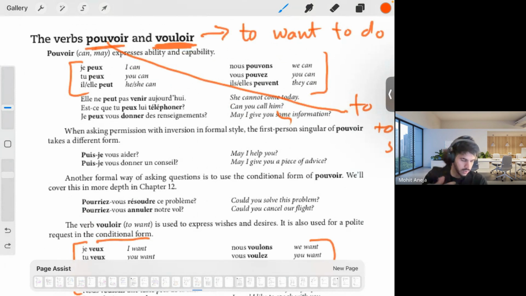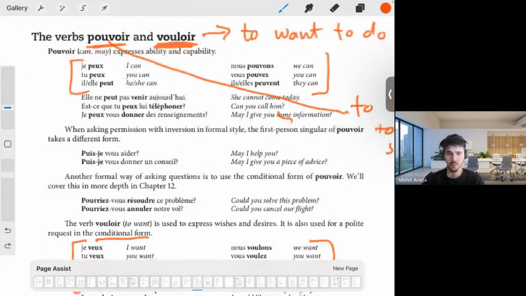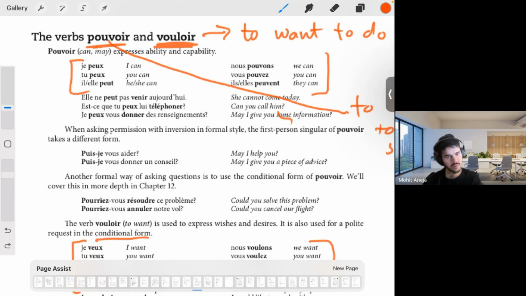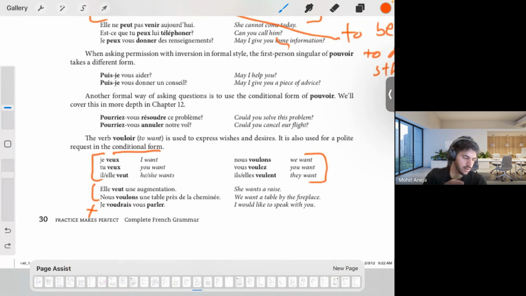For peu, I already told you one sentence, je peux parler français, or elle ne peut pas venir aujourd'hui. She cannot come today. So, you see, both of these, especially the pouvoir verb, are followed by an infinitive of a verb. But the vouloir can be followed by an infinitive or a noun. Je veux parler français. Je veux une pomme.